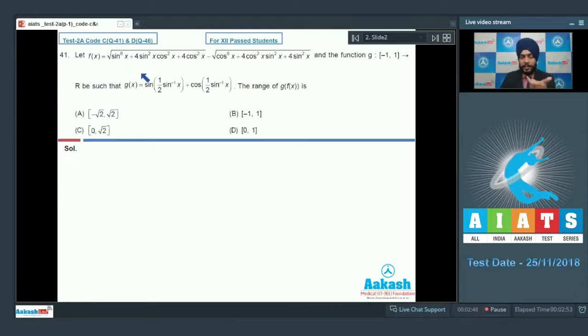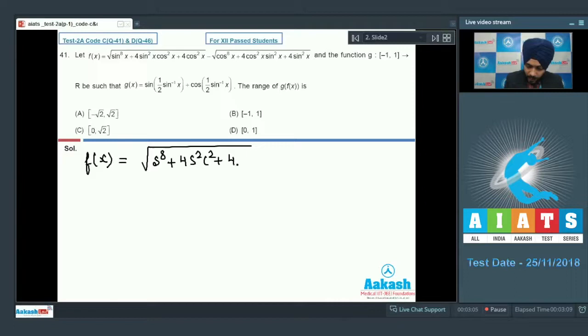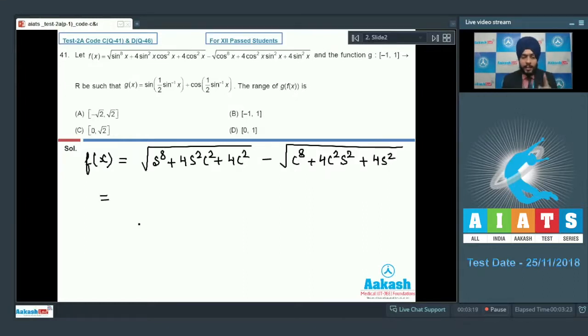Whenever such big terms are given in the square root, we always try to make a perfect square out of them. So let us say f(x) is equal to, I'll write sin by s and cos by c. So this is the first under root, s^8 plus 4s^2 c^2 plus 4c^2, minus root under c^8 plus 4c^2 s^2 plus 4s^2. Students, again it is very difficult to break sin^8. So let us in the first under root put cos^2 x as 1 minus sin^2 x.